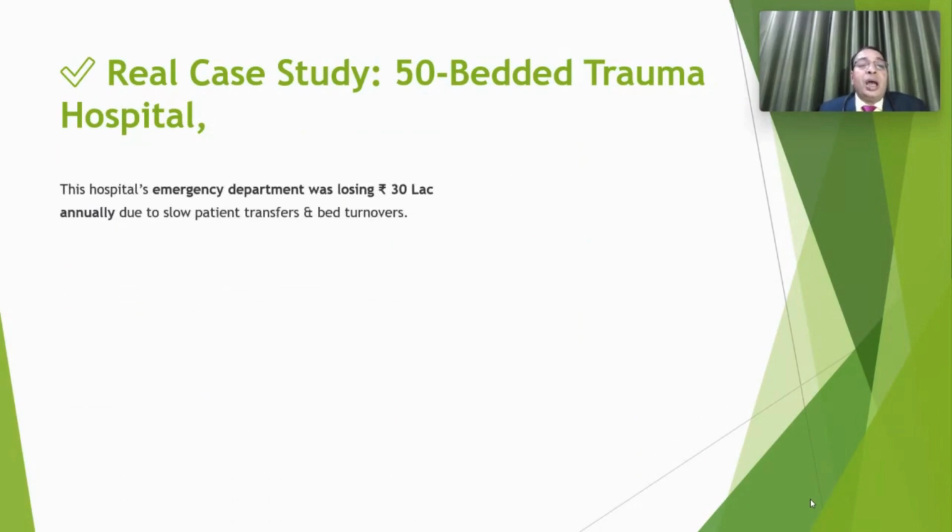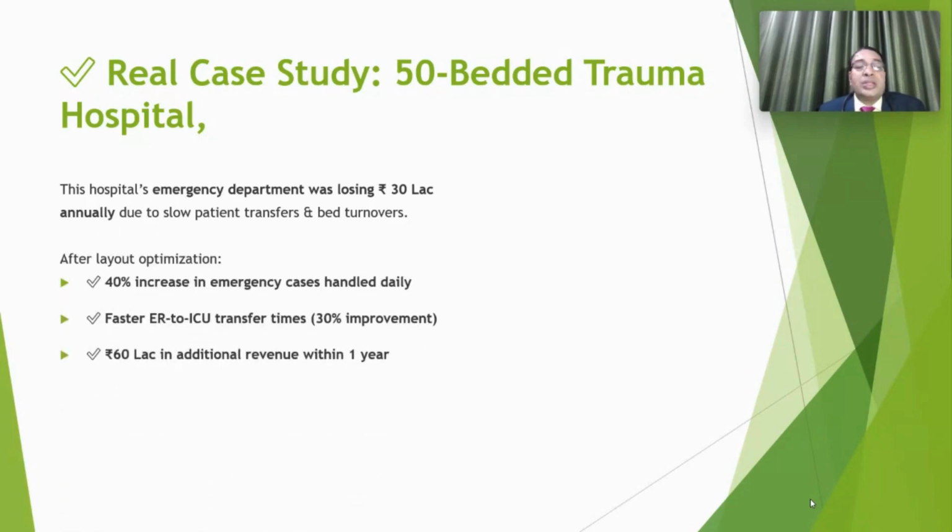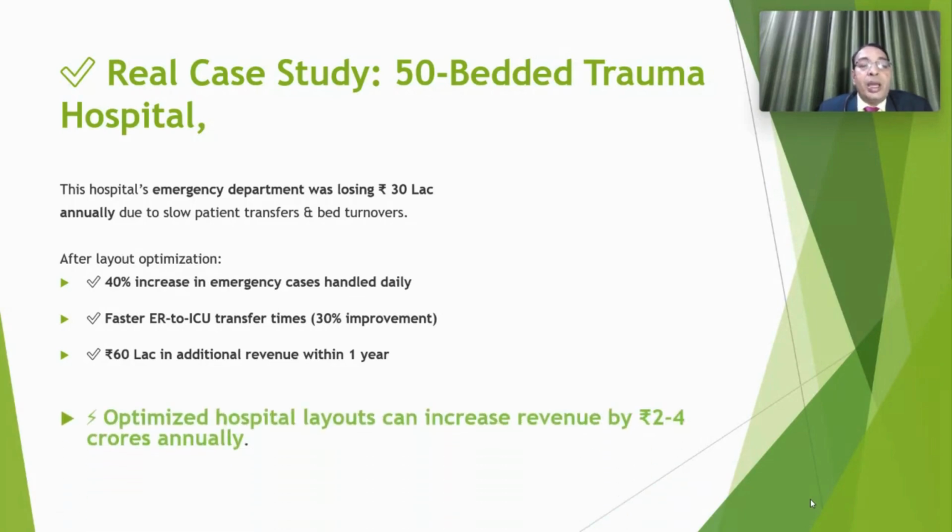Next is space optimization and increasing revenue per bed. Every square foot of hospital space must generate revenue, and poor planning can lead to underutilized patient areas and reduce the number of admissions. Longer patient transfer distances cause slower emergency care, and an overcrowded OPD and bottlenecks give a poor patient experience.